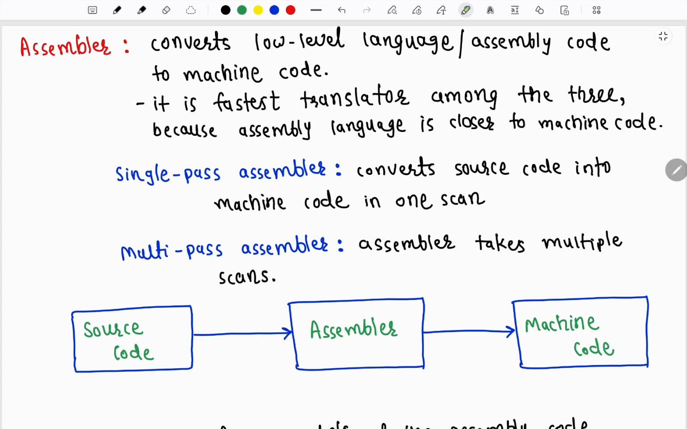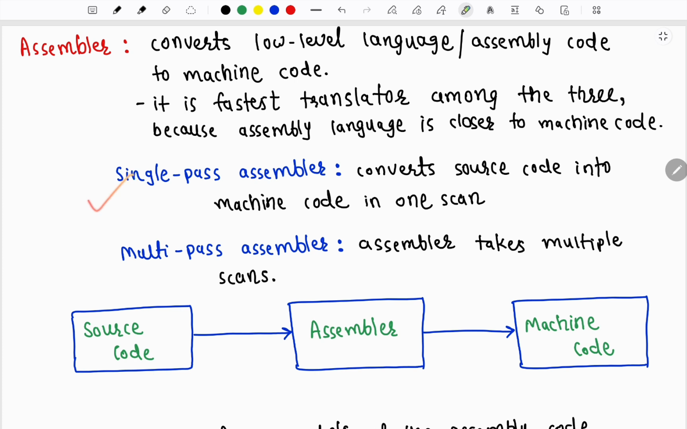Now, the third type of translator is called an assembler. It converts low-level language or assembly language code to machine code. The assembler is the fastest translator among the three because assembly language is closer to machine code. Here the source code is assembly language. An assembler reads the assembly instructions and converts those instructions into machine code that the computer can execute. What is machine code here? Zeros and ones.